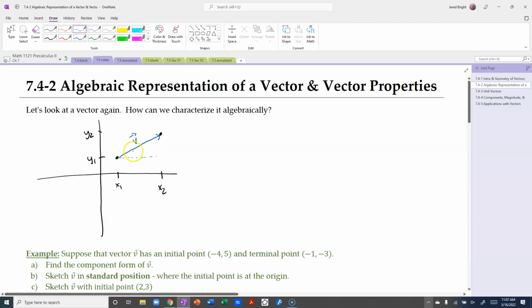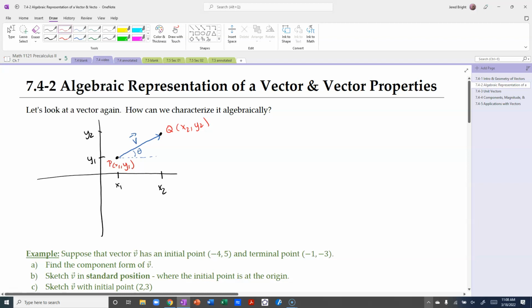Its direction would be given right here by angle theta. Fine. And we could even give the initial and terminal points labels of P and Q. I'm just going to label these as x1, y1, and x2, y2, sorry, these were subscript 2's. Let's redo that. So this is fine.